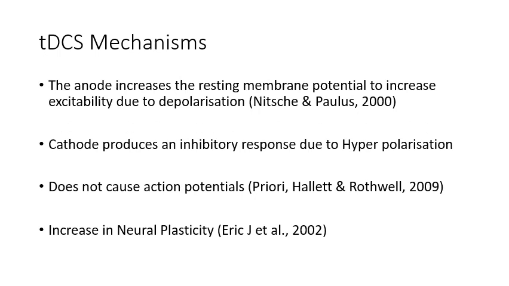The anode has a positive charge, which depolarizes the cell membrane, which brings it closer to an action potential. So cells close to the anode require less stimulation to depolarize and cause an action potential. At the cathode, it's got a negative charge, which causes an inhibitory response as it hyperpolarizes the cells, so there is a lower chance of an action potential happening. It's worth noting that it does not cause action potentials, and it's also worth noting that tDCS increases neural plasticity.